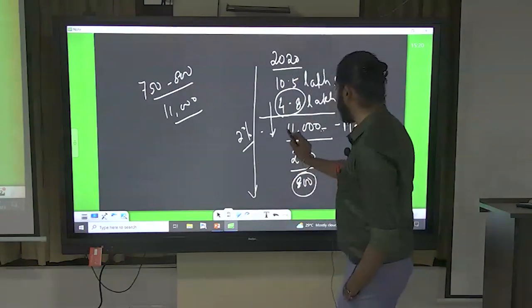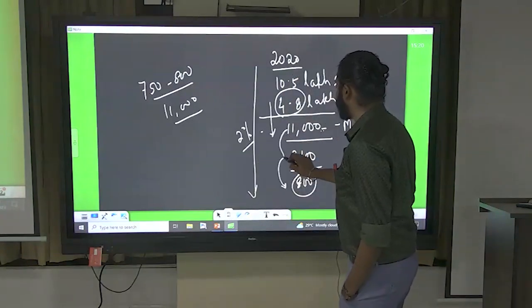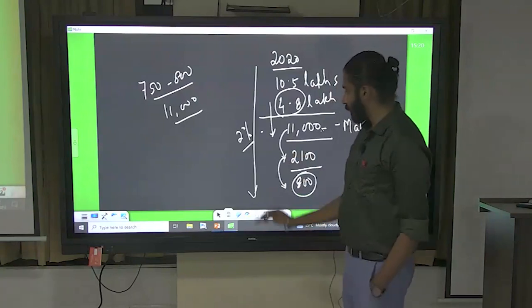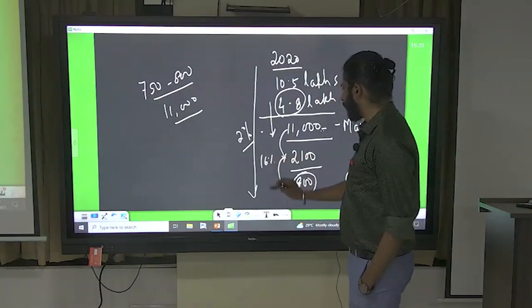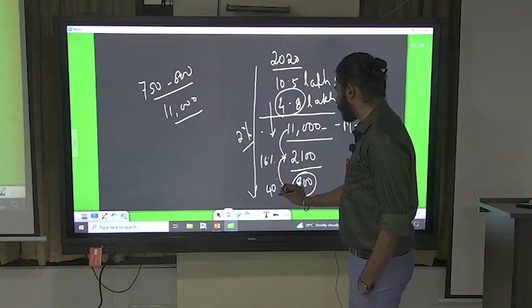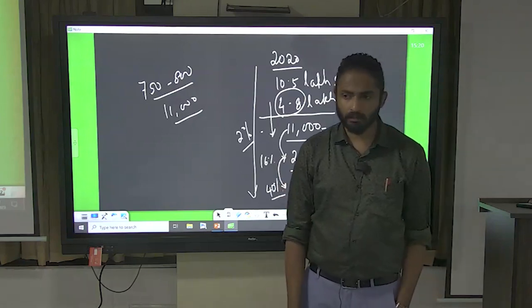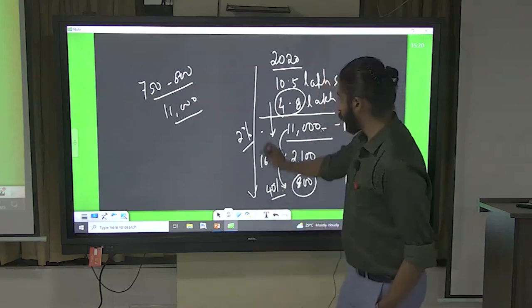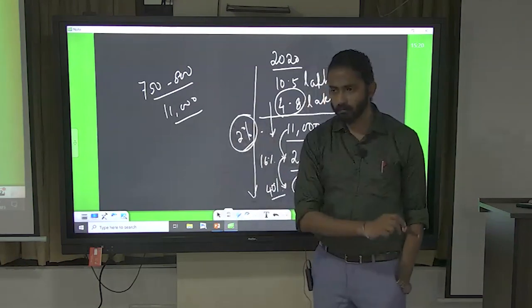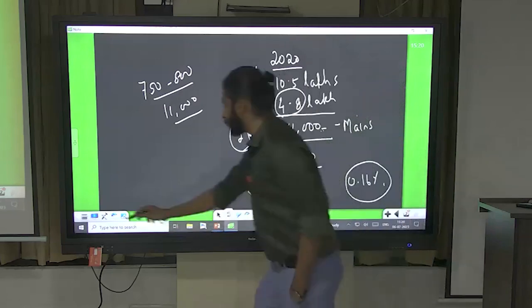From mains to interview to final, the conversion ratio is high. Overall it is around 16%, but of those who attend the interview, almost 40% will clear. The most screening happens in the prelims phase. So this is one aspect.